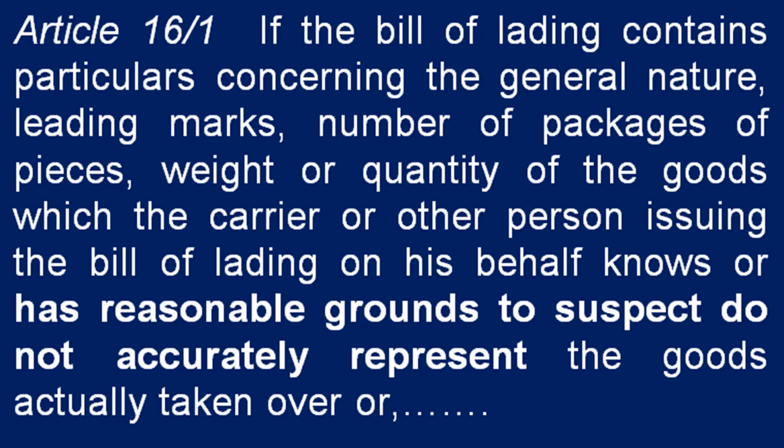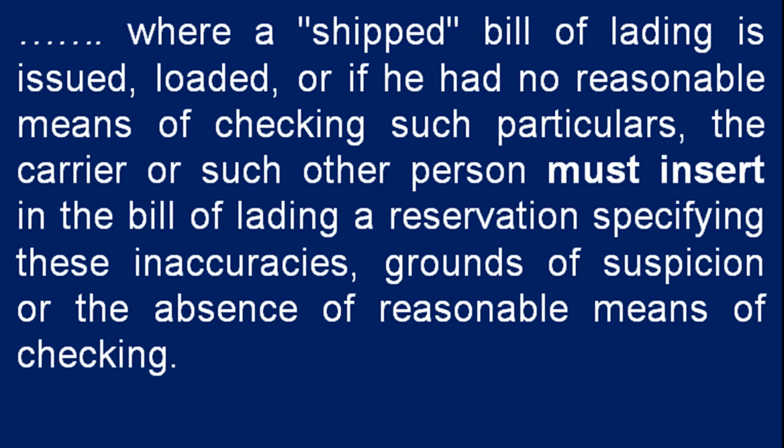Article 16/1 of the Hamburg Rules says, if the bills of lading contains particulars concerning the general nature, leading marks, number of packages or pieces, weight or quantity of the goods, which the carrier or the other person issuing the bills of lading on his behalf knows or has reasonable grounds to suspect do not accurately represent the goods actually taken over, or, where a shipped bills of lading is issued, loaded, or if he has no reasonable means of checking such particulars, the carrier or such other person must insert in the bills of lading a reservation specifying these inaccuracies, grounds of suspicion, or the absence of reasonable means of checking.